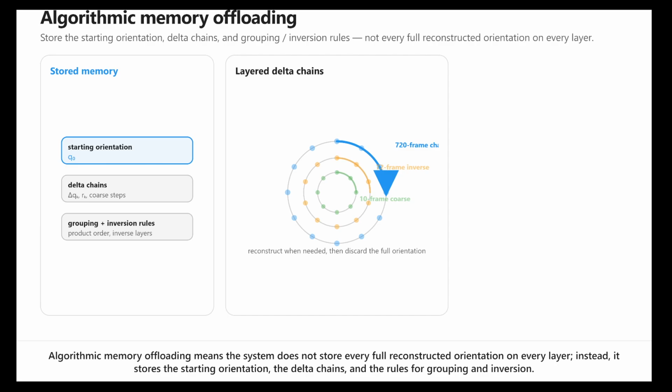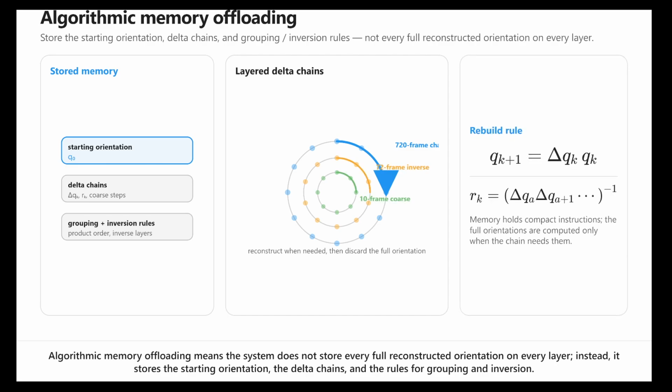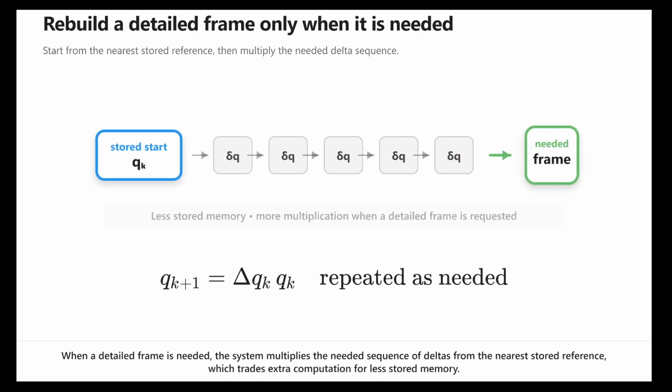Algorithmic memory offloading means the system does not store every full reconstructed orientation on every layer. Instead, it stores the starting orientation, the delta chains, and the rules for grouping and inversion. When a detailed frame is needed, the system multiplies the needed sequence of deltas from the nearest stored reference, which trades extra computation for less stored memory.